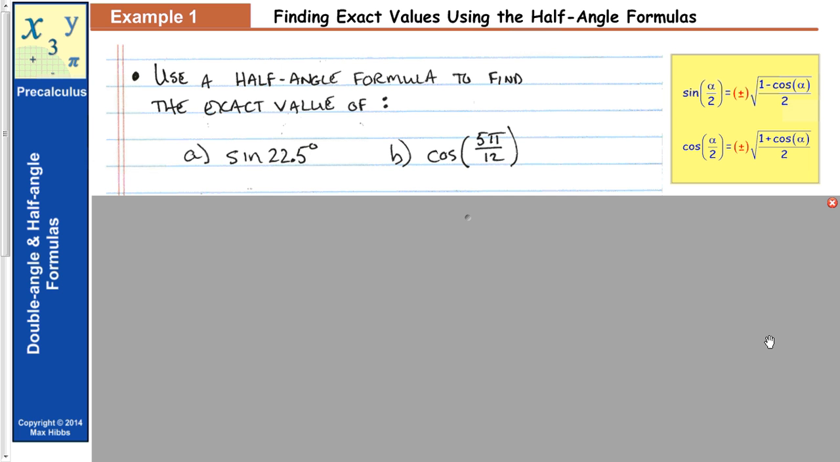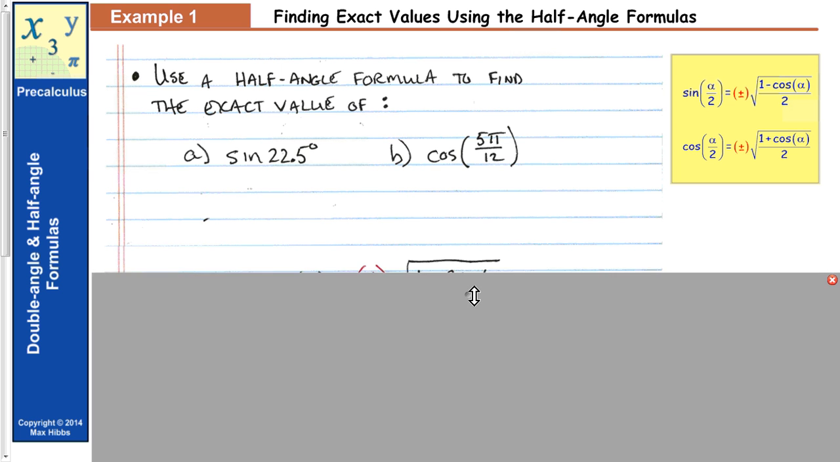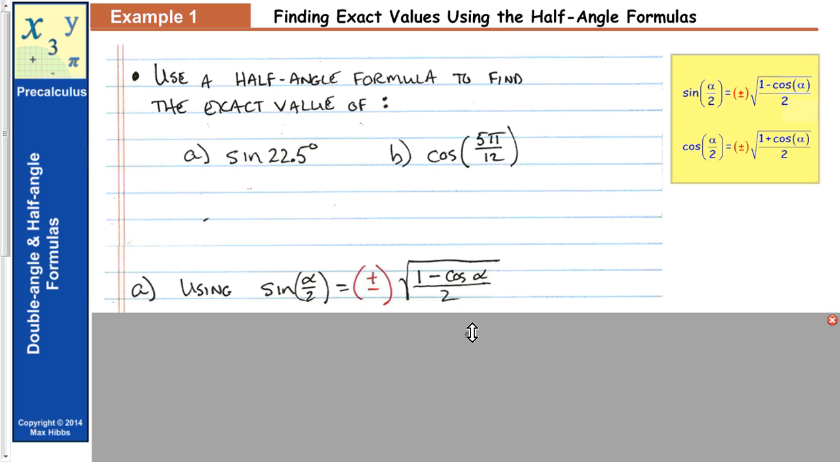And you can see it says we are to use a half-angle formula to find the exact value of A part, sine of 22.5 degrees, and B part, cosine of 5 pi over 12. So let's deal with A part first. And in A part, we're to find the sine of 22.5 degrees by using a half-angle formula.